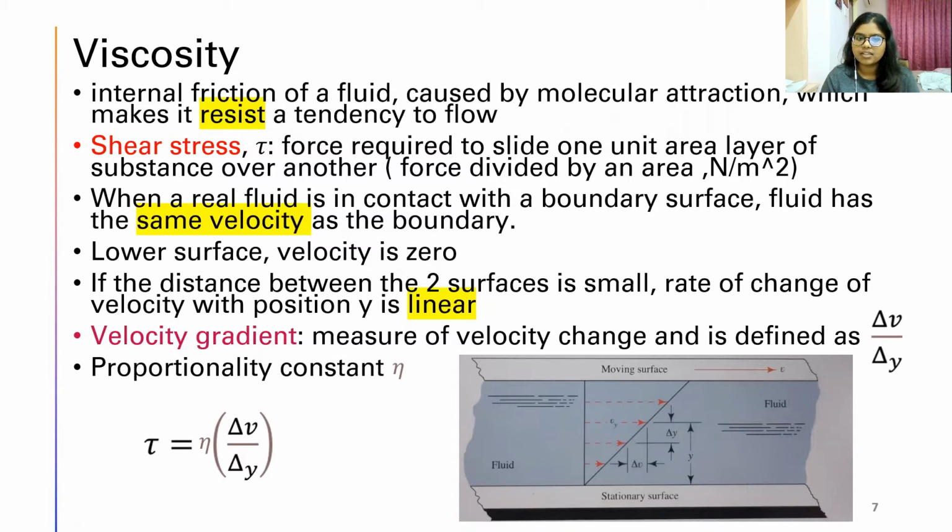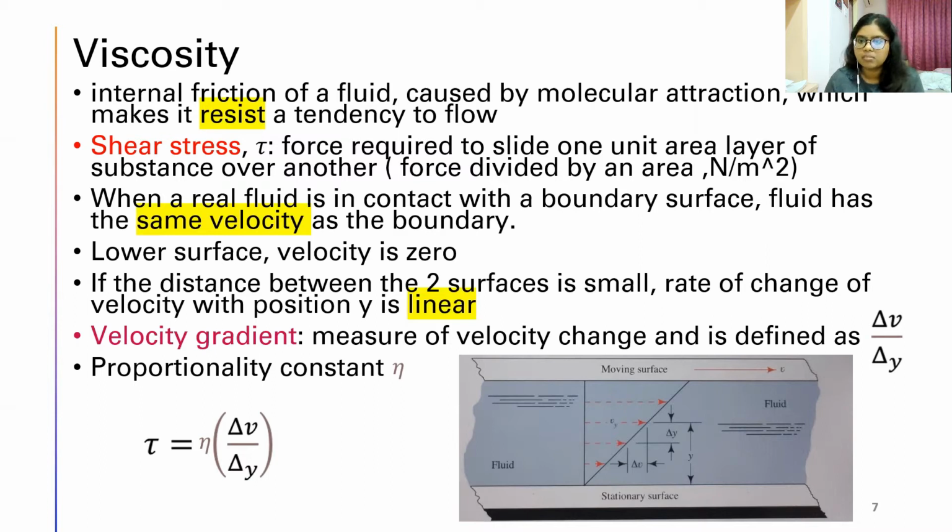Shear stress is the force required to slide one unit area layer of a substance over another, which means when two fluids are flowing, it produces shear stress. Basically, shear stress is the force divided by an area, which gives us the unit Newton per meter square. When a real fluid is in contact with the boundary surface, the fluid has the same velocity as the boundary.